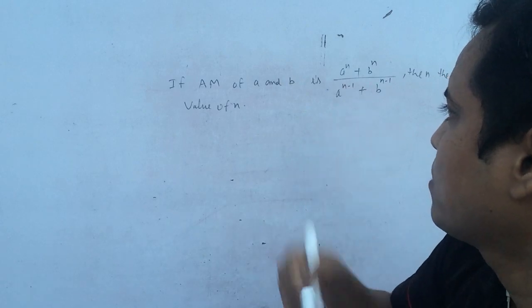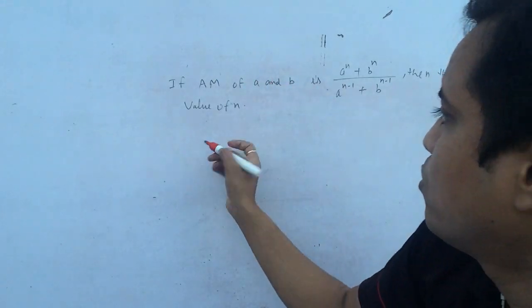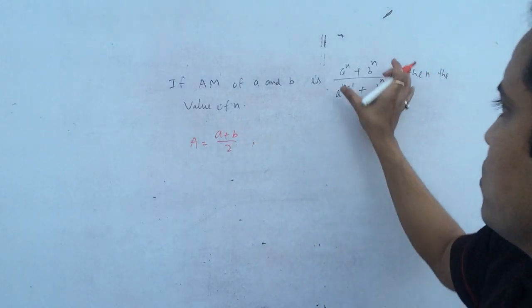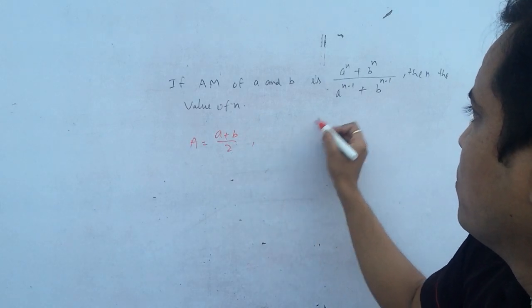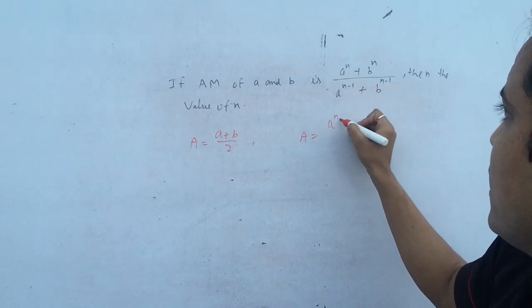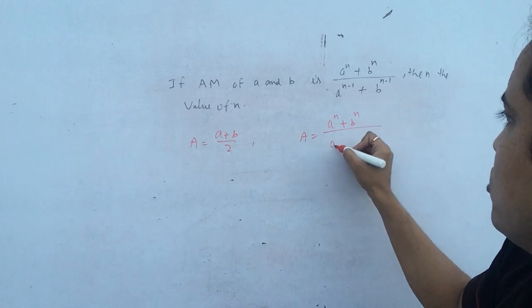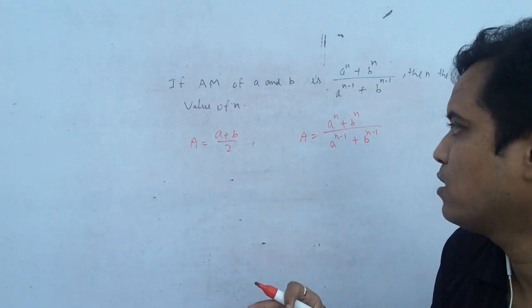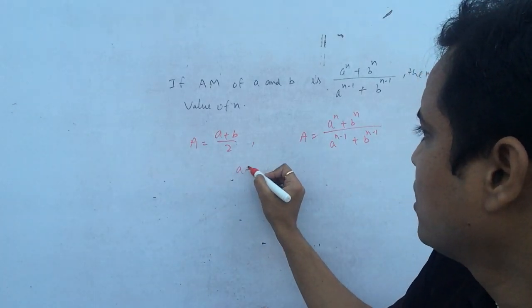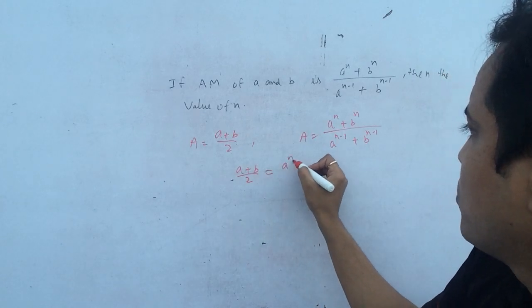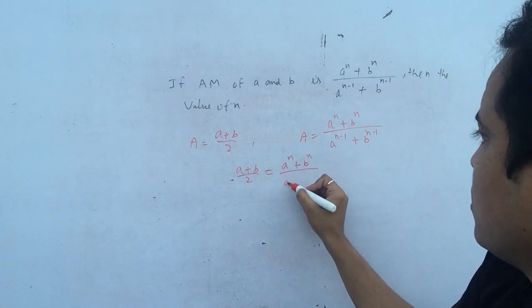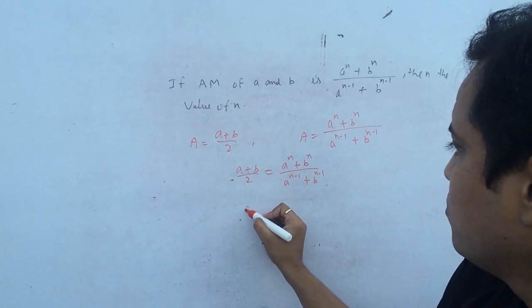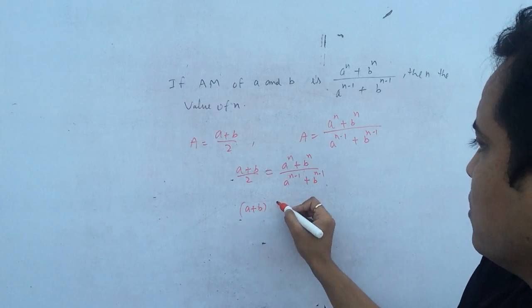We know about arithmetic mean. The arithmetic mean of a and b is (a plus b) upon 2, but it is given as (a raised to power n plus b raised to power n) upon (a raised to power n minus 1 plus b raised to power n minus 1). So what can we do? We can equate both. Equating (a plus b) by 2 with this, we cross multiply. We have no idea, but we are approaching.